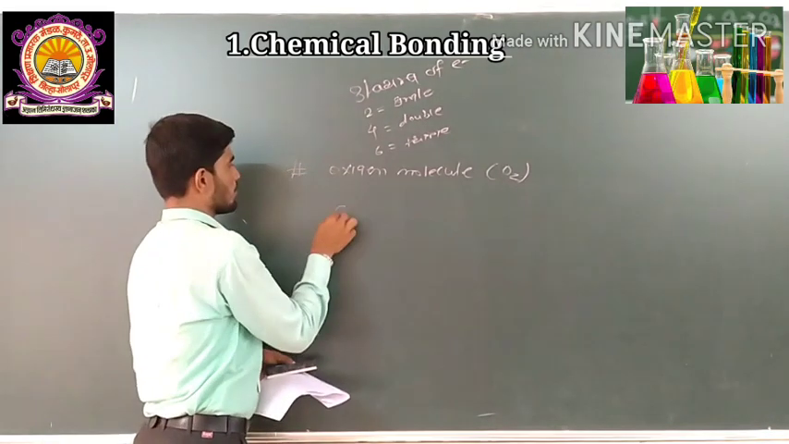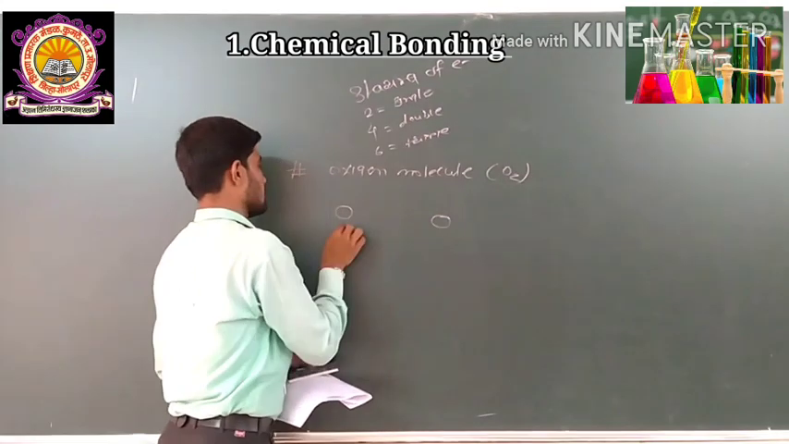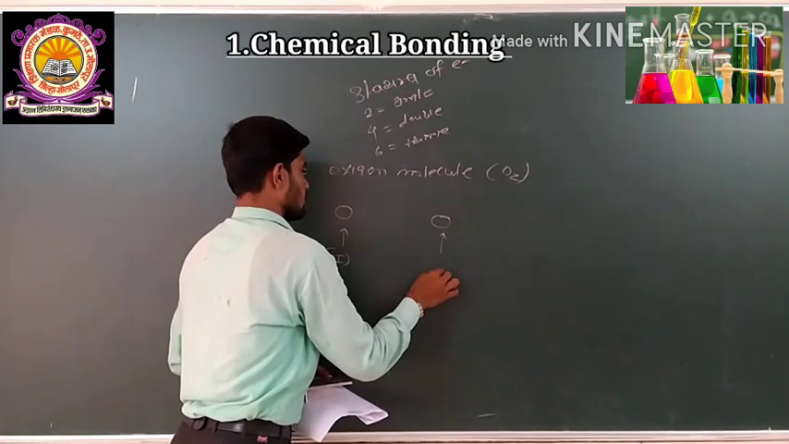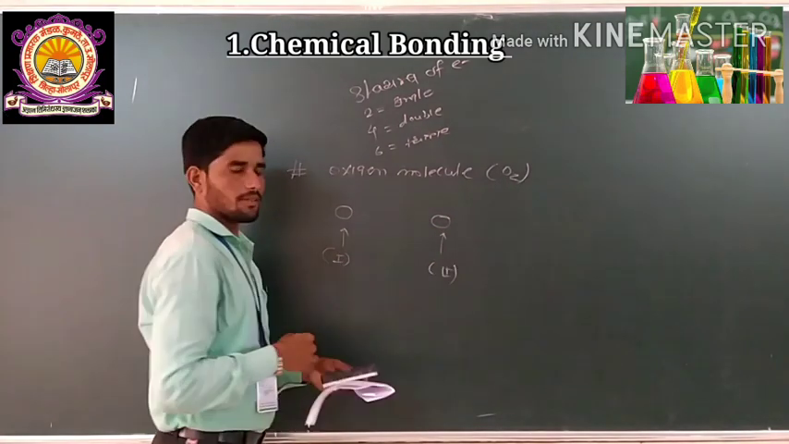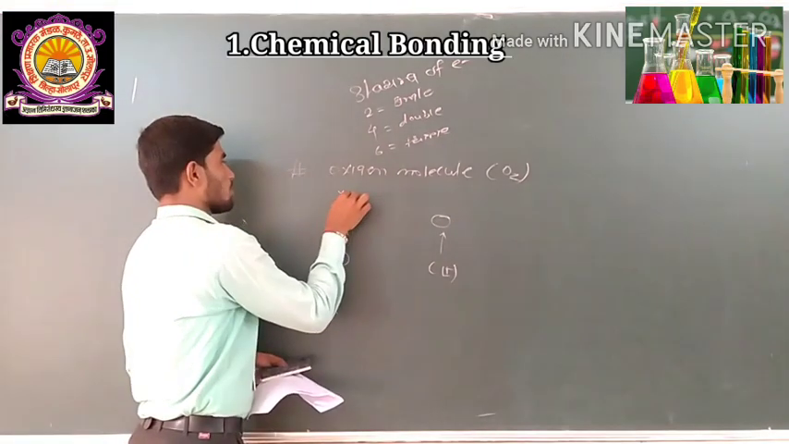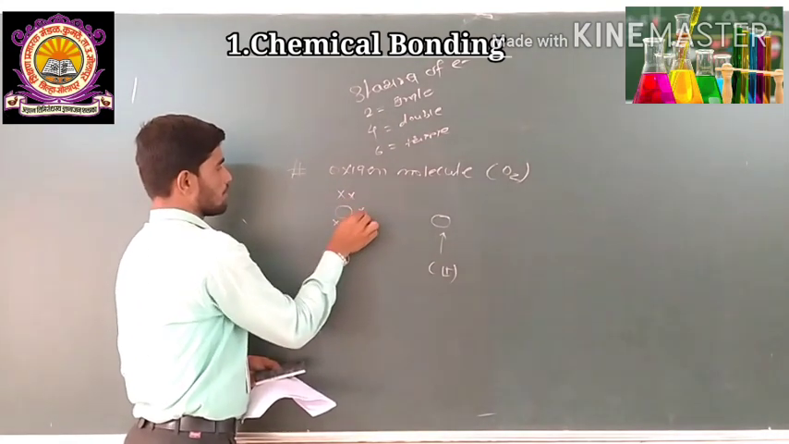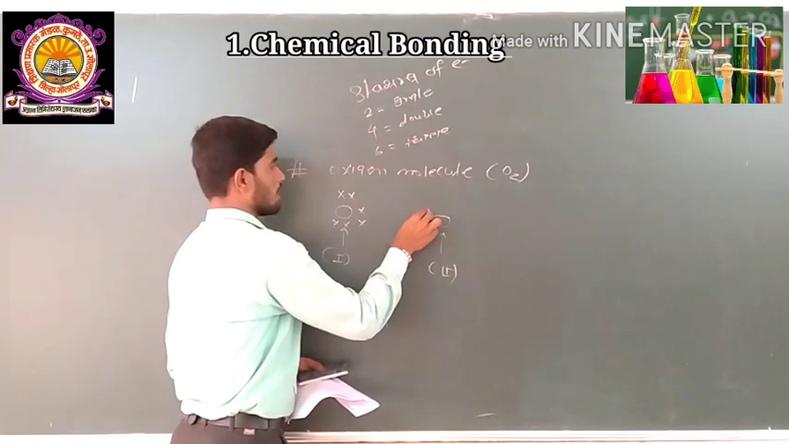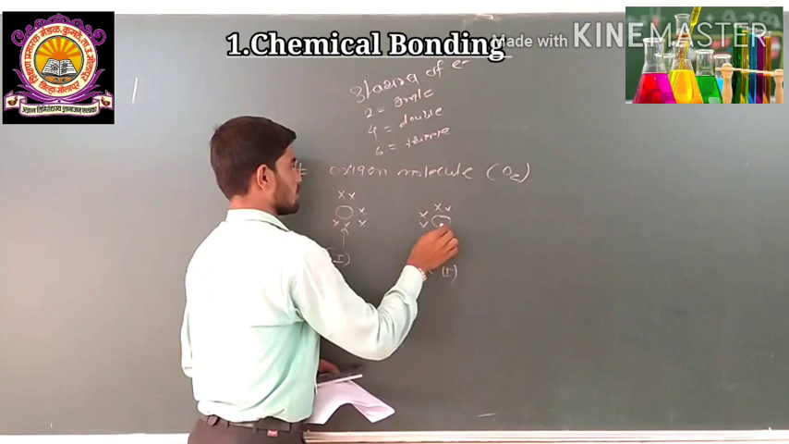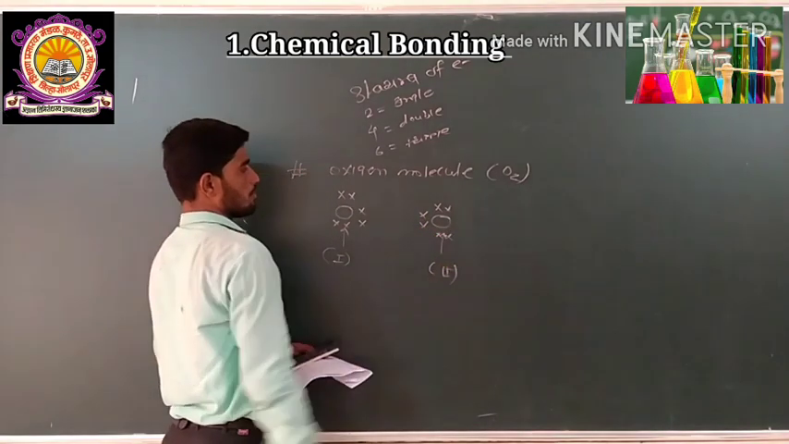Here I am going to represent the oxygen atom. This is the first oxygen atom, and this is the second oxygen atom. In this oxygen, in the outermost orbit, 6 electrons are present: 1, 2, 3, 4, 5 and 6. Here also the same 6 electrons are present.